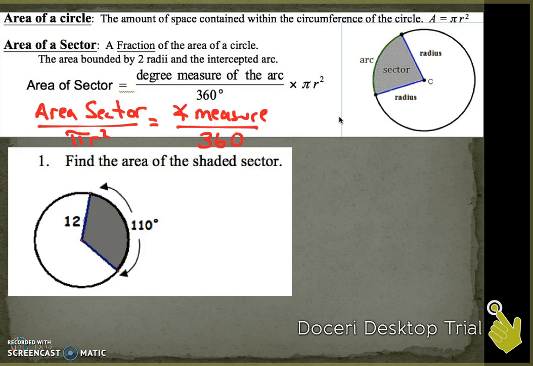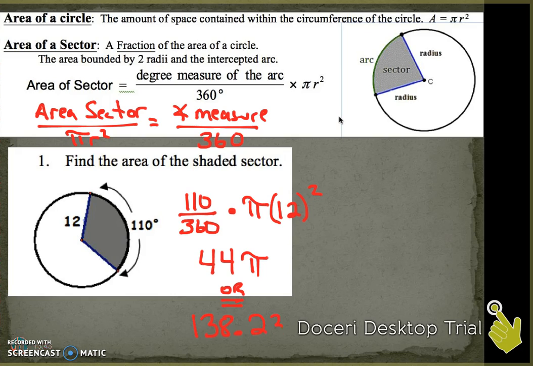So to find the area of this sector, we're going to take the angle measure, which is 110, and put that over 360. And we're going to multiply it by pi r squared. R in this case is 12, squared. So we're going to have 110 over 360 times 144, and that will give you 44 pi. Or if you put that in your calculator, it ends up as 138.23. So this is the exact answer. This is a rounded answer.